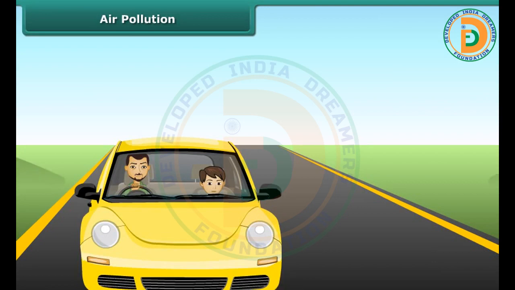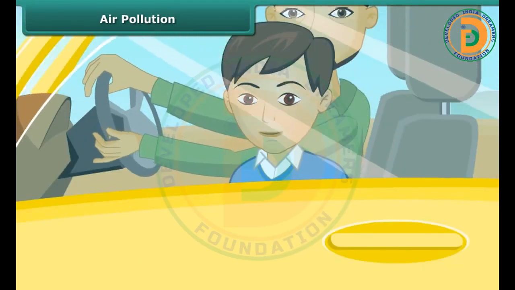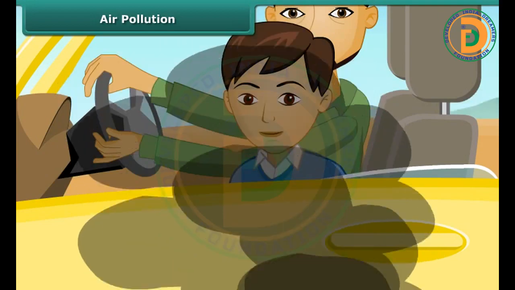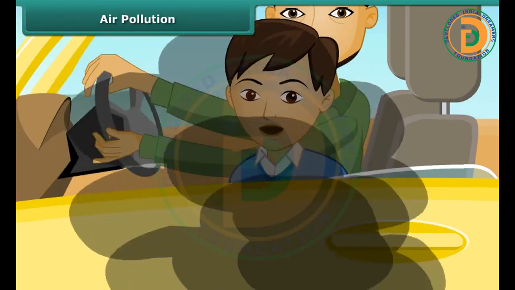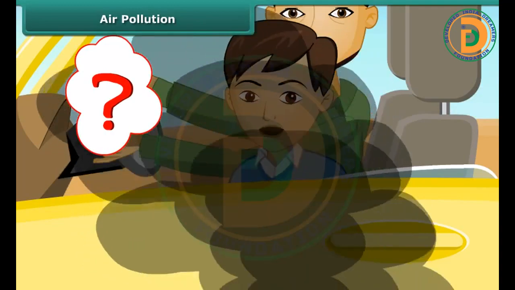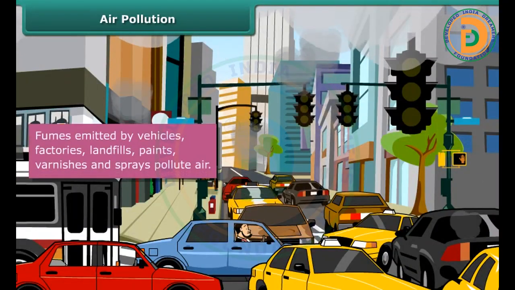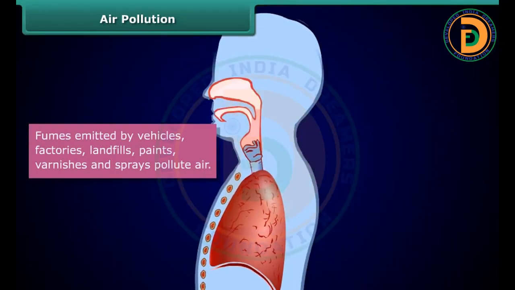Sam is on his way to the National Science Center. He rolls down the window of his car to enjoy the fine weather outside. A bus emitting black fumes passes by. He starts coughing. Do you know why? The fumes emitted by vehicles pollute air. When inhaled, they irritate the windpipe and the lungs.